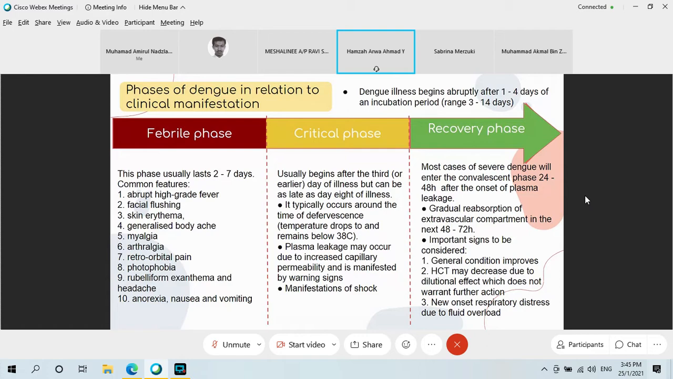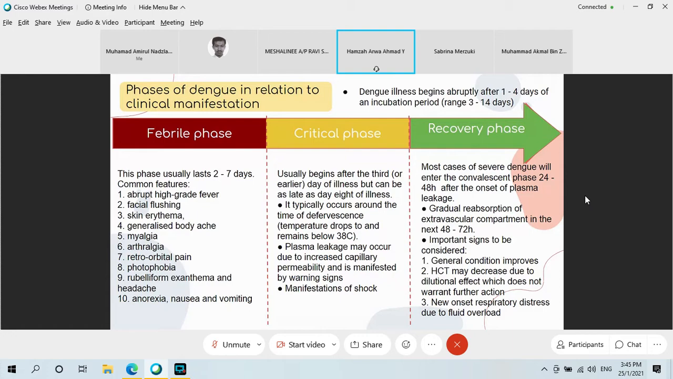The second phase is the critical phase. It usually begins after the third day of illness, but it can be as late as day 8 of illness. It typically occurs around the time of defervescence. The temperature is going to drop and remain below 38 degrees Celsius. There is going to be plasma leakage and the first manifestation of shock.